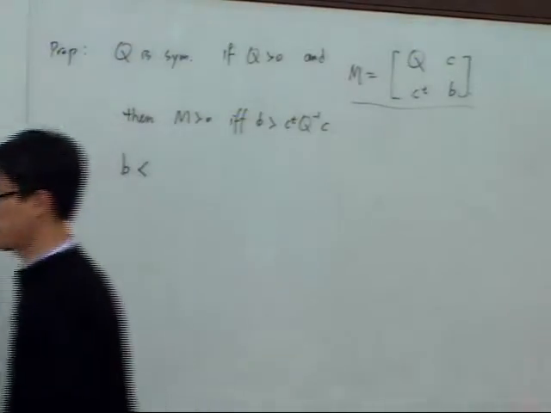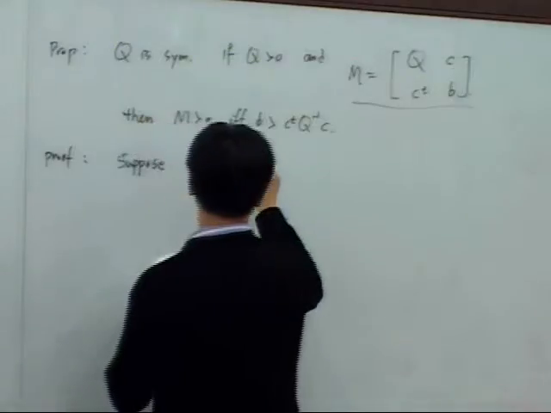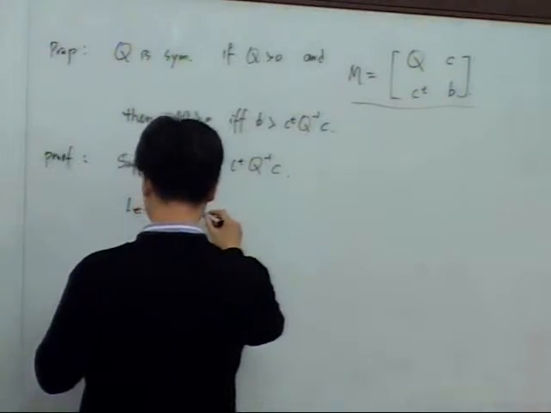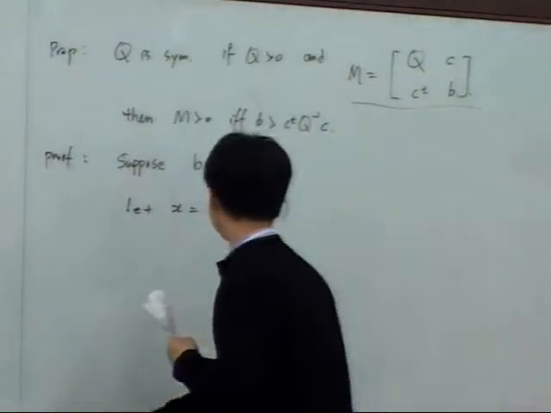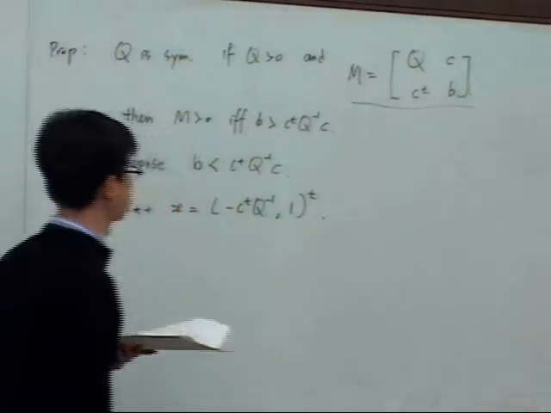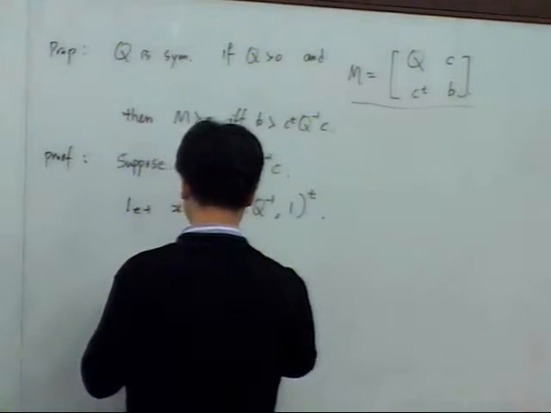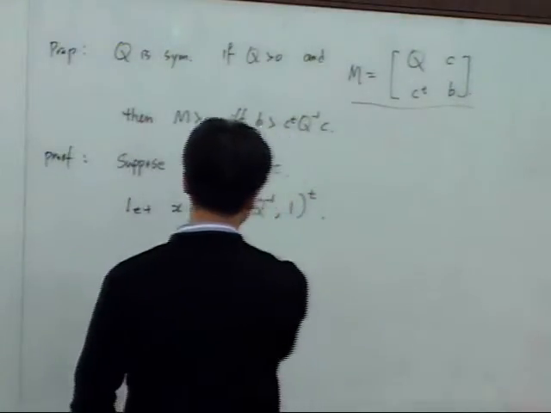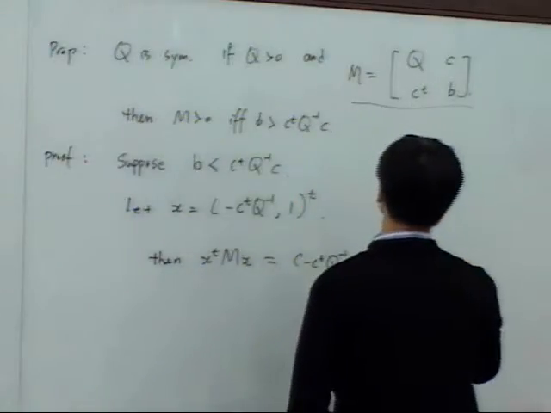Suppose D is less than C transpose Q inverse C, and let X equal minus C transpose Q inverse C. Oh, sorry. X is minus C transpose Q inverse, comma, 1 transpose vector, right? Then X transpose N X. What we have to do is just apply this X and the N matrix.